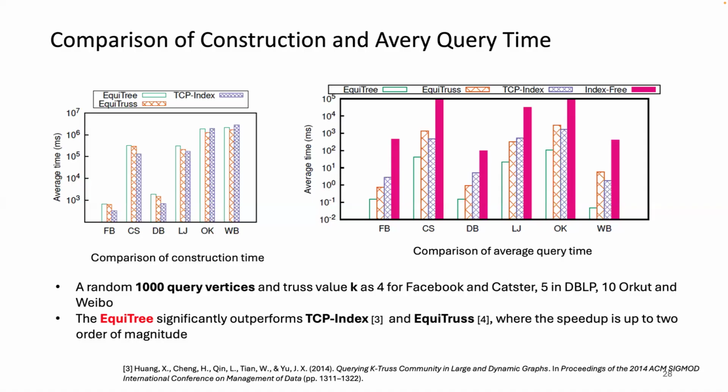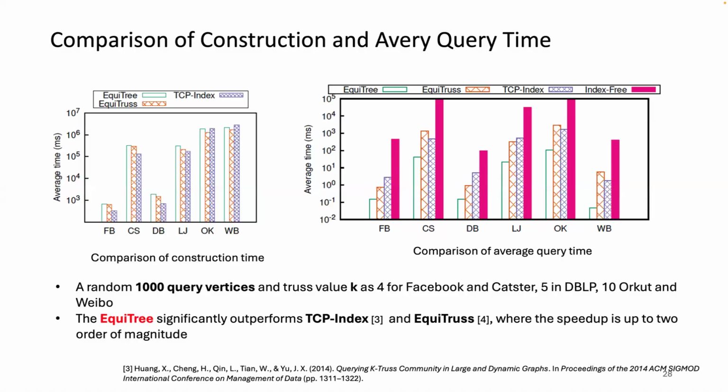Looking at the query time, the comparison of average query time, you can see that Equitree performed the best compared with others. Compared with Equitruss, the TCP index and the index tree, it is significantly faster. This is what we are aiming for, because what we are trying to do is to traverse a graph, to query a graph. The average query for Equitree is faster than the state-of-the-art solution.